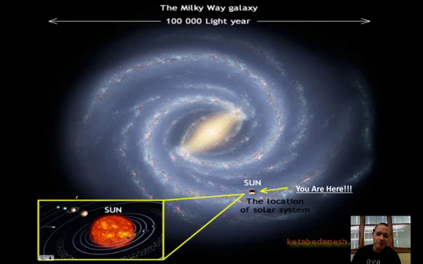All right, so here we go. Again, as we talked about with our position, where the sun is located, we are located in the arm of Orion, or sometimes called the Orion spur, depending on who you talk with. The Orion arm or the Orion spur is where we are currently located within the Milky Way galaxy.